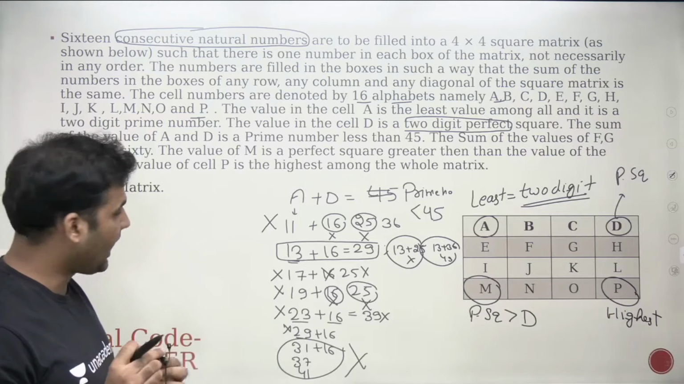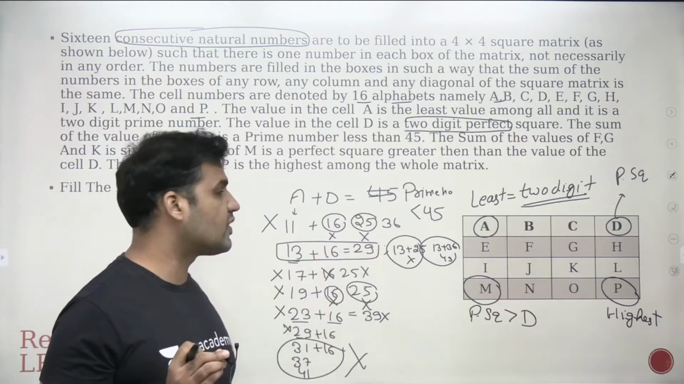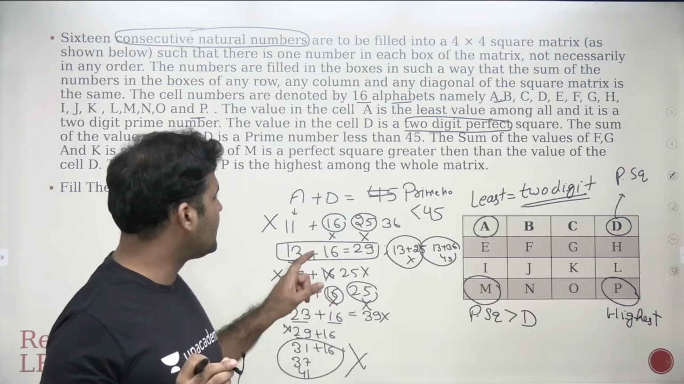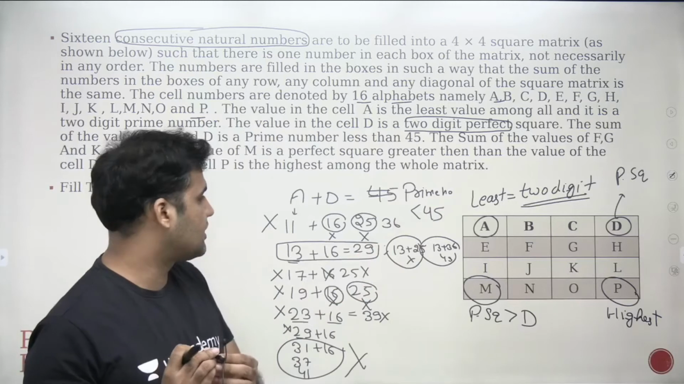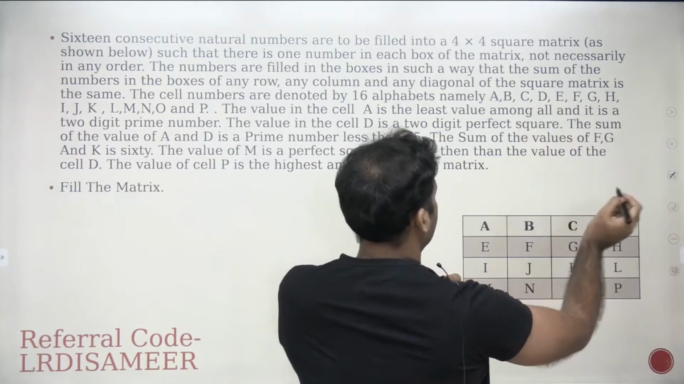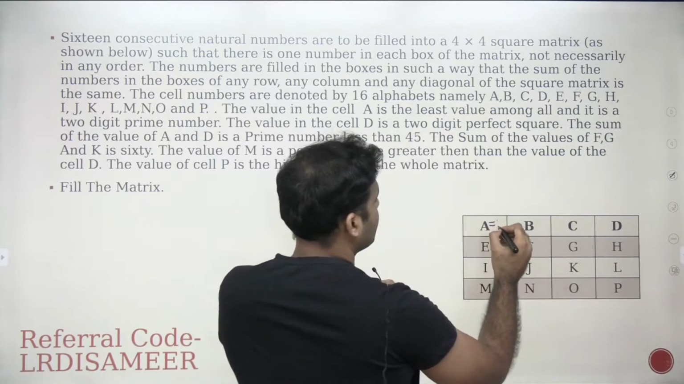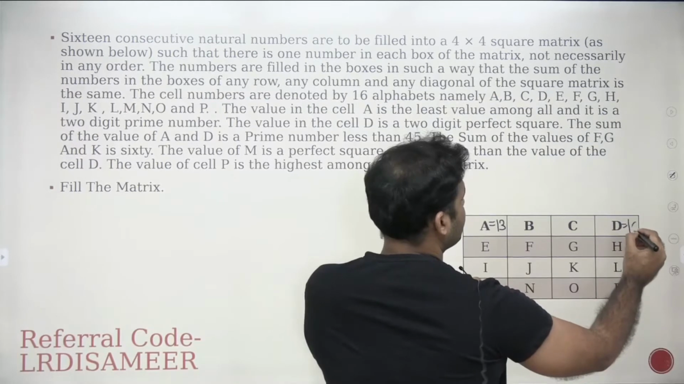So there's only one case that is working for A plus D. The value of A has to be 13, the value of D has to be 16. The summation will come out to be equal to 29, which is a prime number. So now you see that we got the value of A and the value of D. Now let's write it down. The value of A is 13 here. The value of D is 16 here.